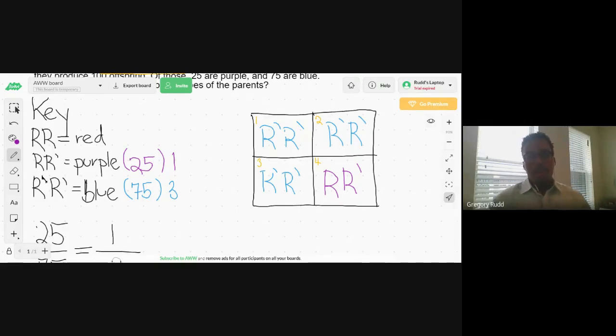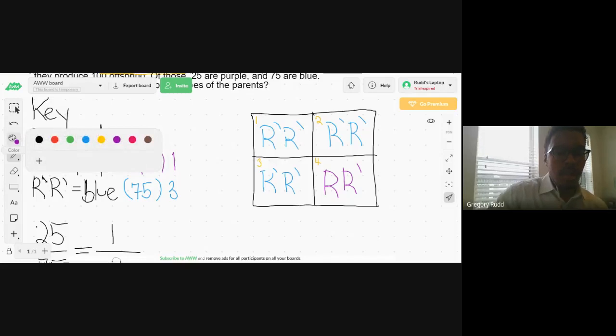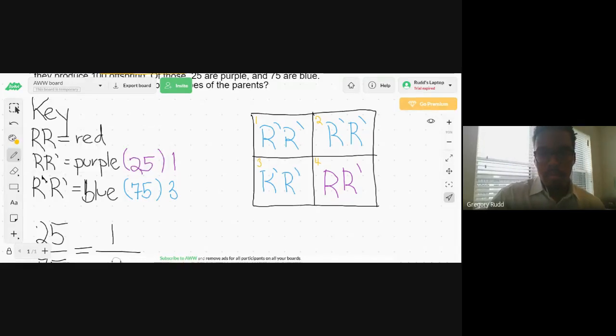So now that we have the offspring written out in our Punnett square, I know it's 11:35, we're almost done with this. Can we work backwards to figure out what my parents' genotypes are? Well, we can. It's pretty simple, actually. This R prime needs to have come from right there. This R prime needs to have come from right there. So that means in both of those places, I have R prime, R prime.